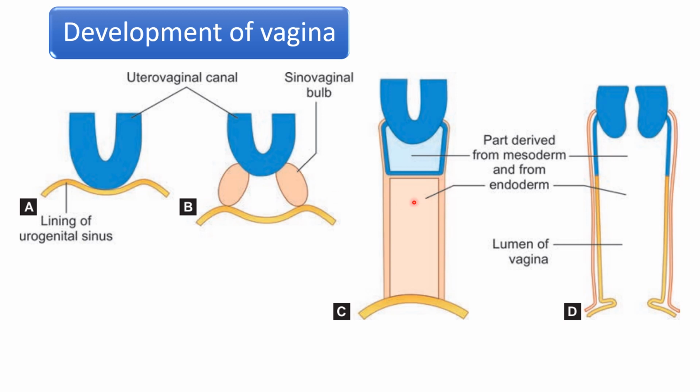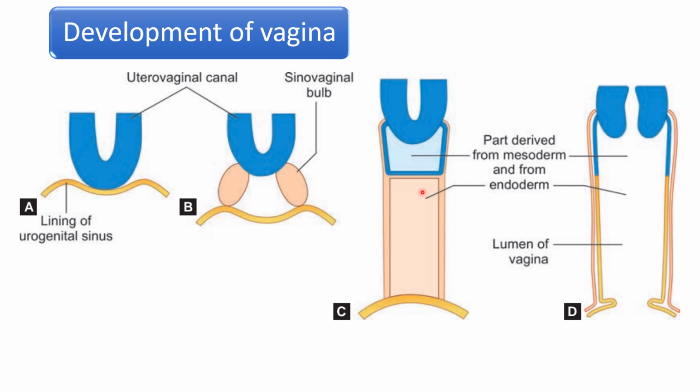And later what happens? This is the fused sinovaginal bulb, and close to that, from the caudal part of the fused paramesonephric ducts, that's the uterovaginal canal, some part also will be developed, and together this entire structure will be known as the vaginal plate. As you can see clearly, major part of the vaginal plate is formed by the sinovaginal bulb, which is endodermal in origin, and the cranial part of the vaginal plate will be formed from the uterovaginal canal, that is mesodermal in origin.